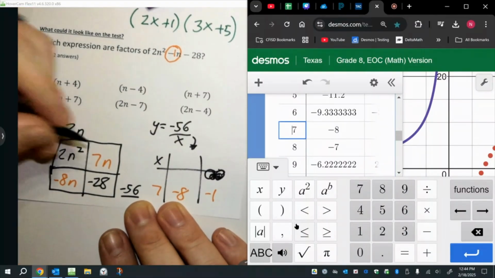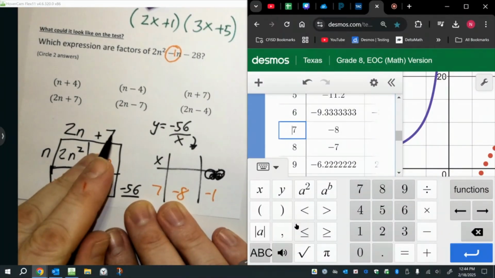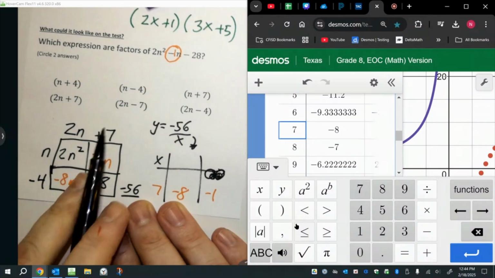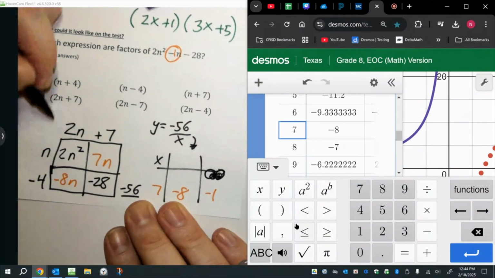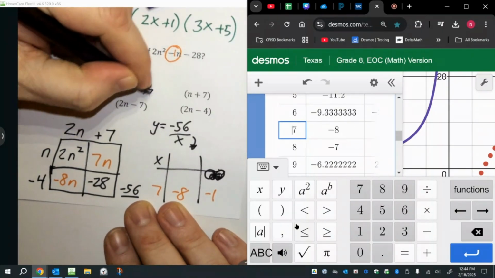So n times what gives me that 7? That's got to be a plus 7. And then what gives me negative 28 if I multiply it by 7? However you look at this, it's going to be negative 4. So I'm looking for 2n plus 7. Oh, look at that, there it is. And then we have n minus 4. Where's that? There it is, right there.